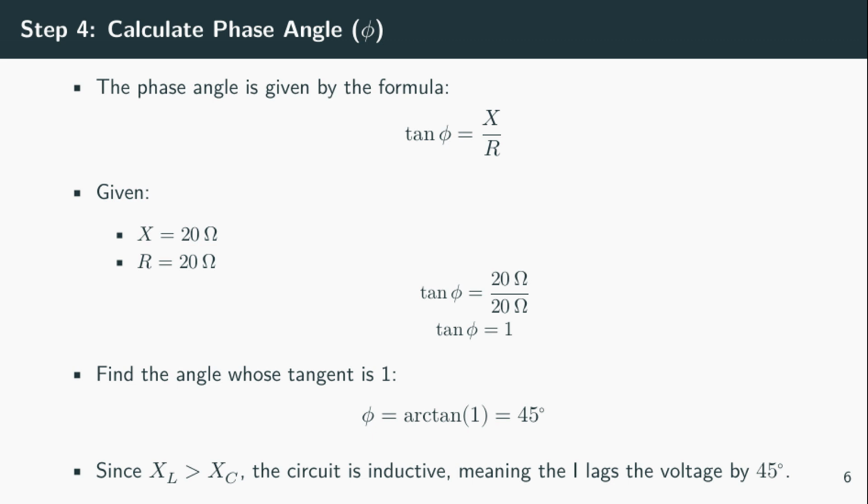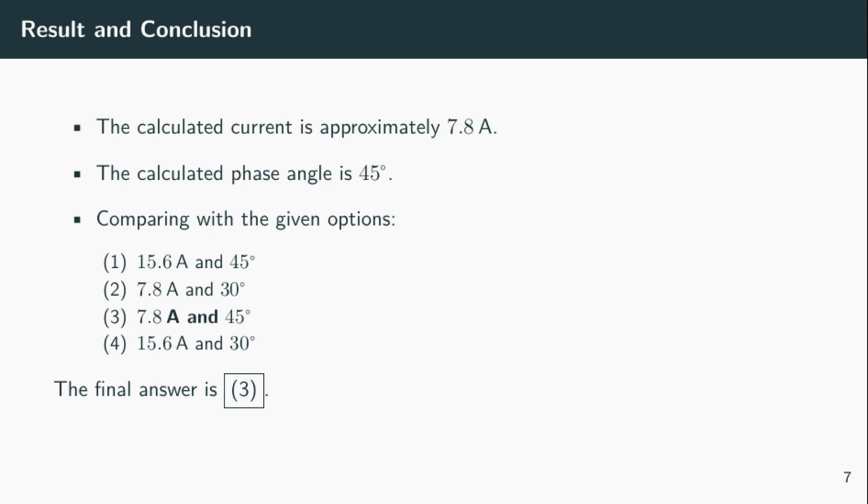Since our inductive reactance XL, 45 ohms, is greater than our capacitive reactance XC, 25 ohms, the circuit behaves inductively overall. This means the current lags behind the voltage and the phase angle is positive 45 degrees. So putting it all together, we calculated the current to be approximately 7.8 amps and the phase angle to be 45 degrees. Let's look back at our options. Comparing our results to these options, we see that option 3 matches our calculated values exactly. Therefore, the correct option is 3.